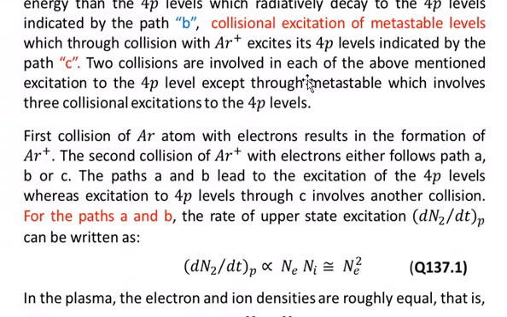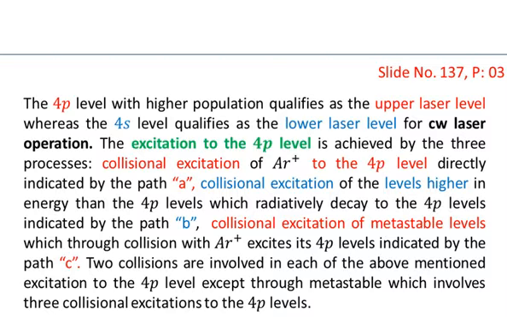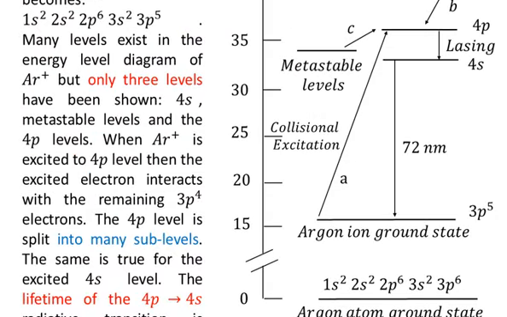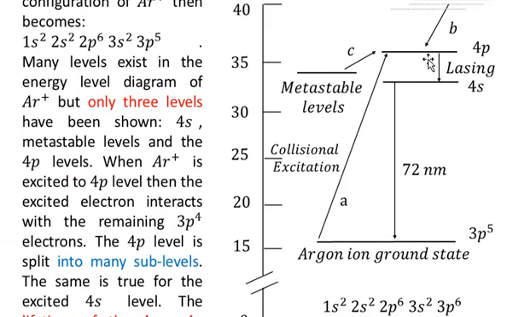Two collisions are involved in each of the above mentioned excitations to the 4p levels. That is, in path A and in path B, two collision processes are involved. But through the metastable states, three collisional excitations are involved to reach the 4p levels. So two collisional excitations are involved in path A and in path B, and three collisional excitations are involved in path C. For example, in path A, two collisions are involved.